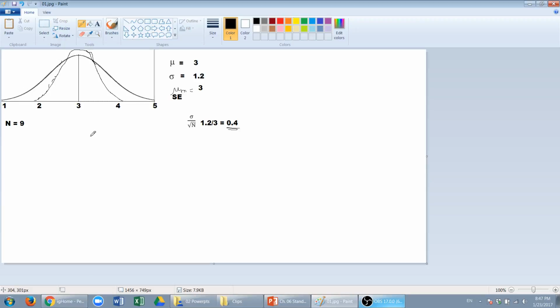Now, this distribution is very important for us because in many cases we don't know the true mean of the population. So if we know this distribution, then we know at least approximately the true population mean falls within this range, because this is the distribution of means, right?